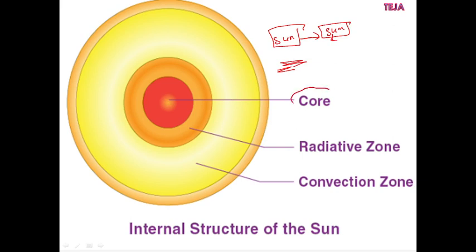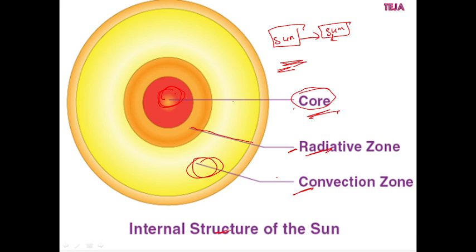we have three major portions in the internal structure of the sun. The first one is core, the second one is radiative zone, and the third one is convection zone. Core is the innermost zone, and radiative zone is the zone which is present between core and convection zone, and the convection zone is the outermost zone. So this is the internal structure of the sun.